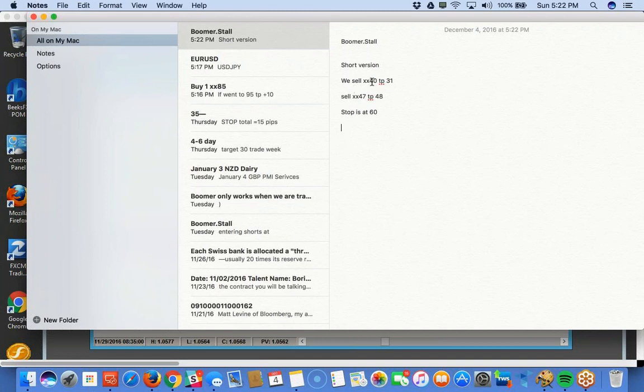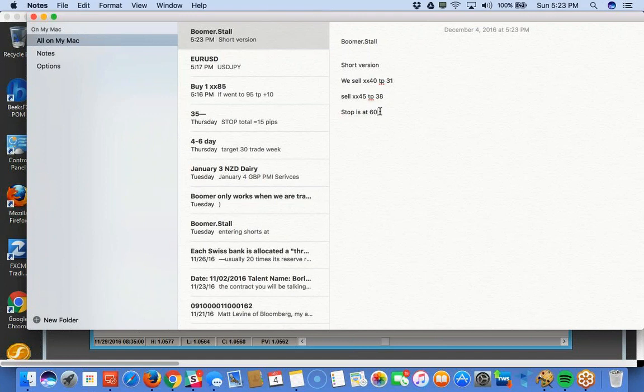Am I giving you guys the wrong numbers? I think I already forgot my own stall version. Did we sell at 45? I'm sorry, I think we sold at 45. I gave you the wrong version. And stop was 38, right? I already forgot my own version. So we sell at 40. We sell at 45 with a take profit at 38. Our stop is at 60.